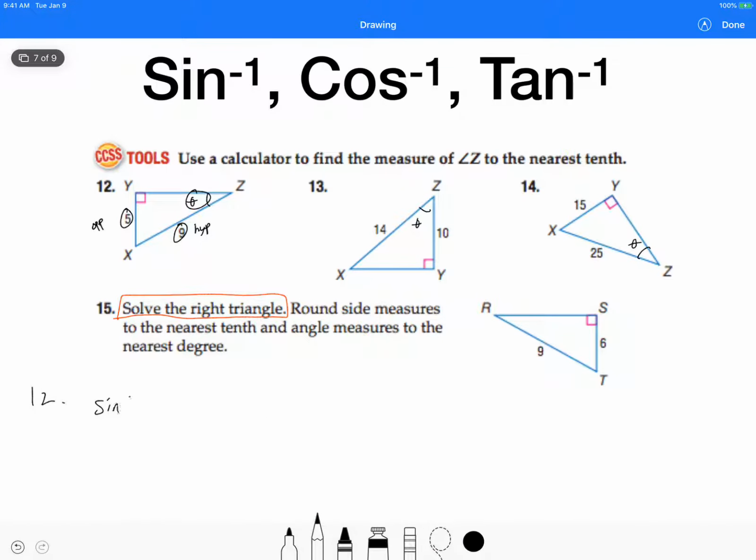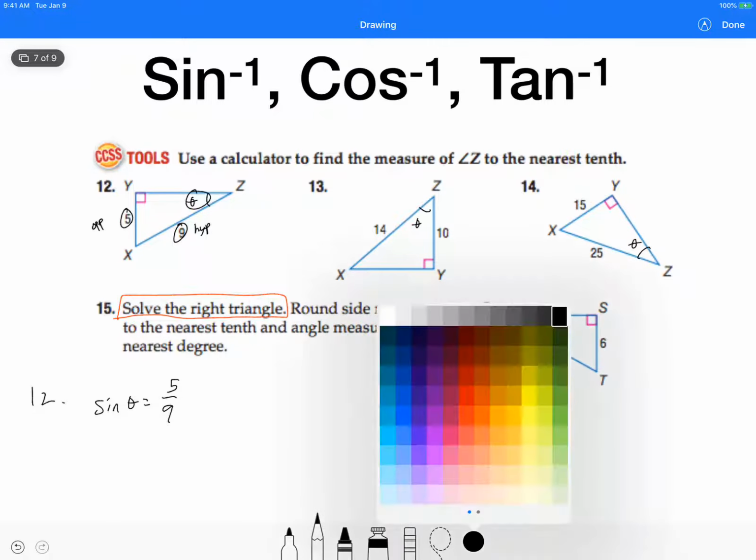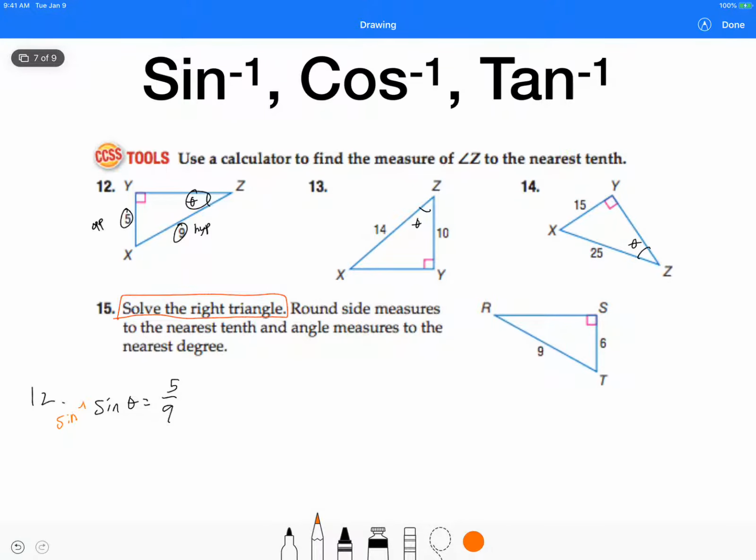So sine of theta is equal to 5 over 9, which means I'm going to take inverse sine on both sides. So these two would cancel out, and notice how what you're left with is theta is equal to sine inverse 5 over 9. So go to your calculator, type in inverse sine 5/9, you get 33.74 degrees.